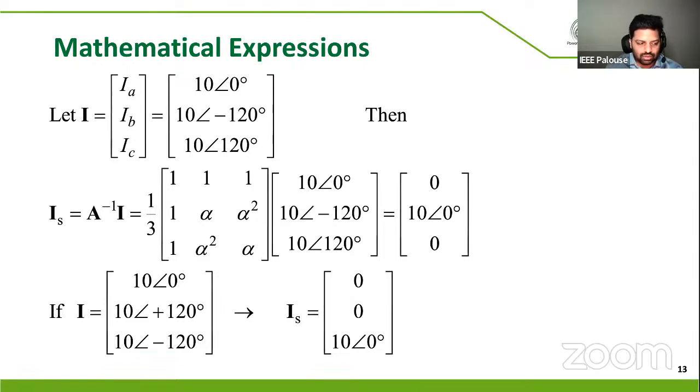So let's look at an example considering three phases that are shown here: IA, IB, and IC, 10 at an angle of 0, 10 at an angle of minus 120, and 10 at an angle of 120. If you want to calculate the symmetrical components for these phasor quantities, we remember our previous equation where you apply the inverse of the transformation matrix times the phasor quantities. So if we do that math here, you multiply the transformation matrix times the three phasor quantities, and you get the equation that is shown here.